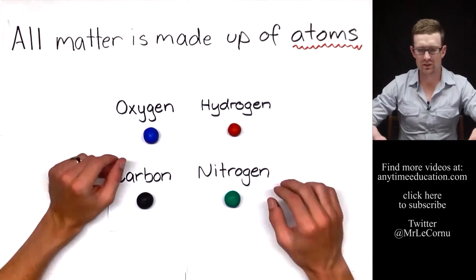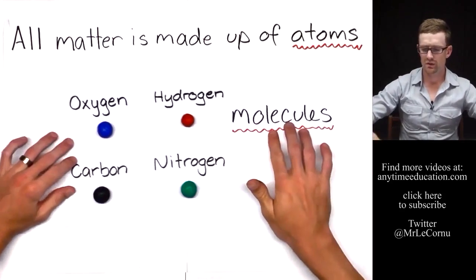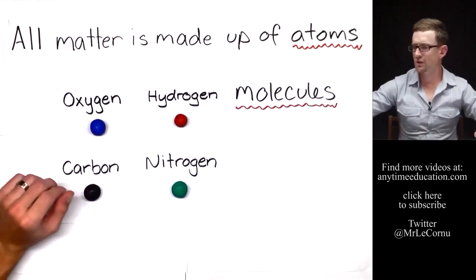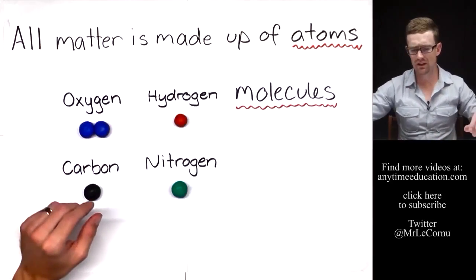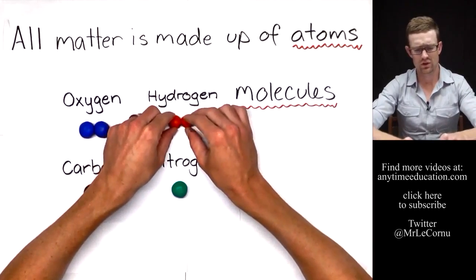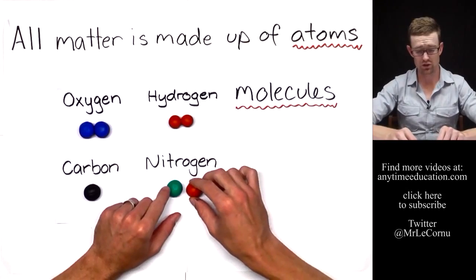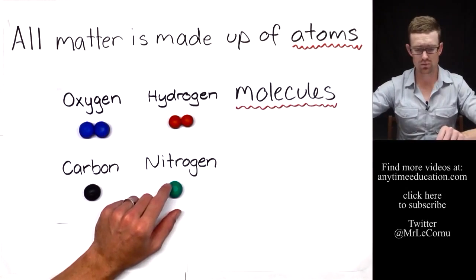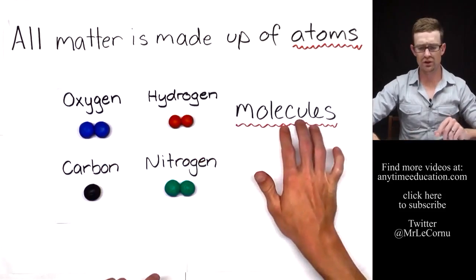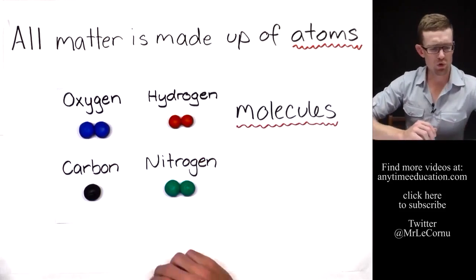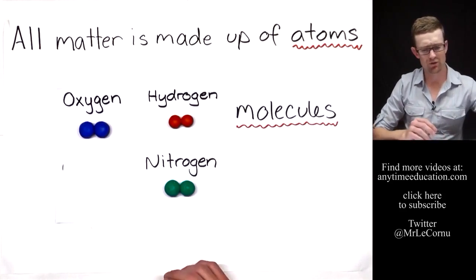Now, sometimes atoms form molecules, and molecules are when more than one atom are joined together. So here we're forming an oxygen molecule, a hydrogen molecule, and a nitrogen molecule. We call them molecules because we've got more than one atom that's joined together. I'm just taking carbon away for now.